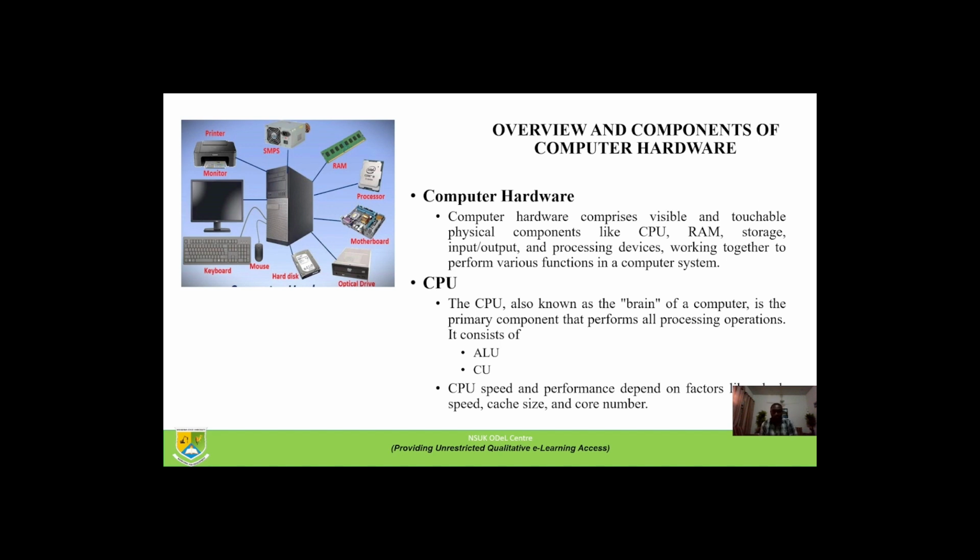Also associated with the CPU is that the CPU speed and performance actually depend on factors like the clock speed, which is measured in hertz, and also the cache size. The cache is actually a kind of memory that is in between the central processing unit and then the main memory or the RAM, and also the number of cores as a factor.